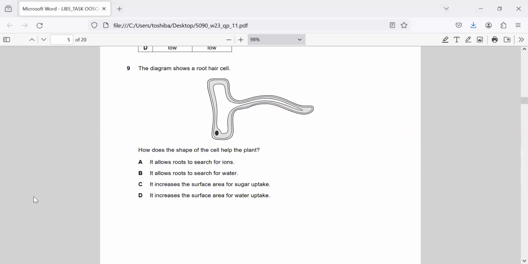This is question number 9. The diagram shows a root hair cell. How does the shape of the root hair cell help the plant? It allows root hair cells to search for ions. No. It allows root to search for water. No. It increases surface area for sugar uptake. No. It increases surface area for water uptake. D is correct, as this is a long, narrow tube-like shape, and it increases the surface area for the uptake of water. So option D is correct.